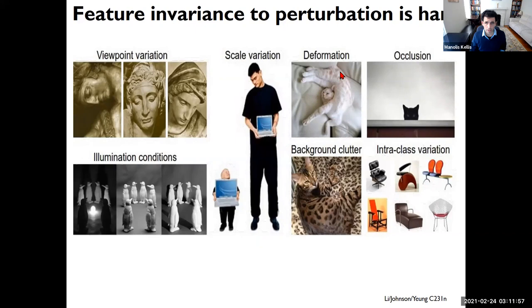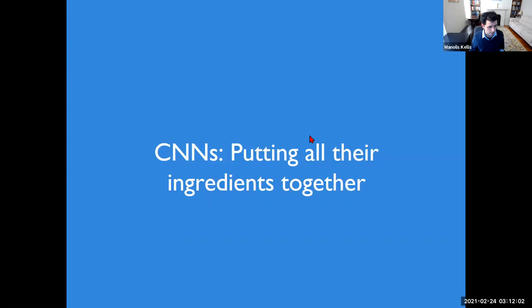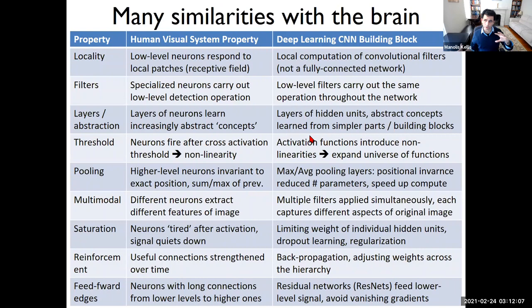All righty, so we've covered an immense amount of ground, and we can now see how we're putting all of this together. Let's review the very first slide that we had before diving into all of these different components. We talked about locality through these convolutional filters. We talked about the concept of filters and features that carry out the same operation, about abstraction, about progressively higher order concepts. We talked about thresholding through these activation functions. We talked about pooling, maximum and average pooling, and the positional invariance, the reduction of parameters and speeding up the computation.